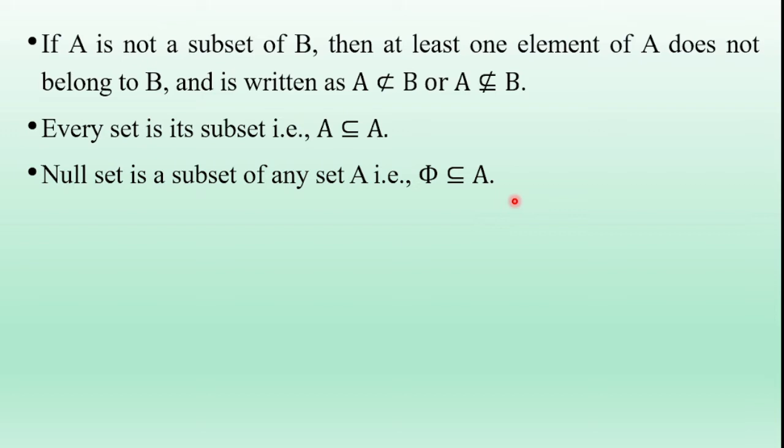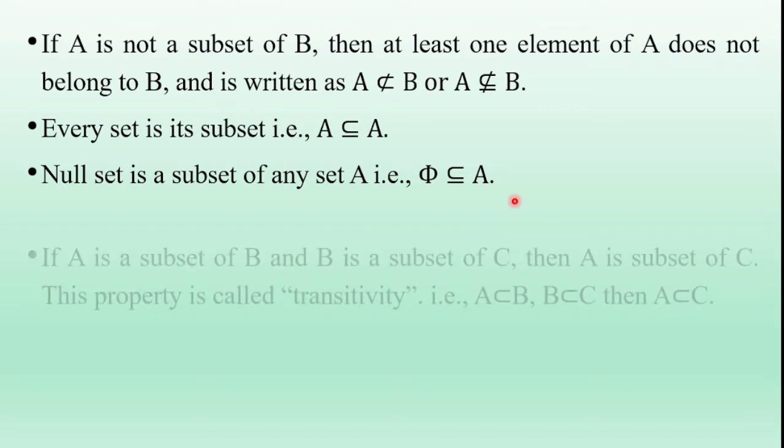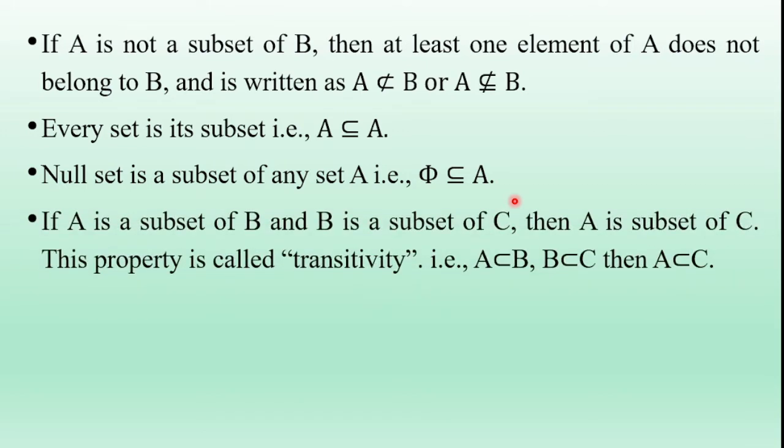If capital A is a subset of B and capital B is a subset of C, then set A is a subset of C. So this property is called the transitivity property, and it is written as A is a subset of B, B is a subset of C, then A is a subset of C, which is called the transitivity property.